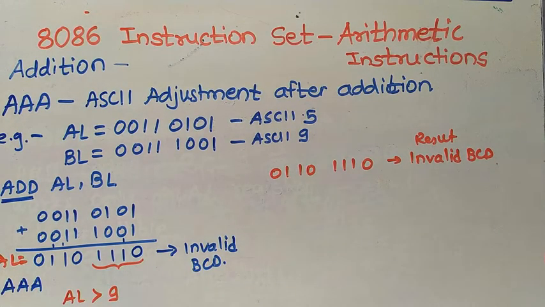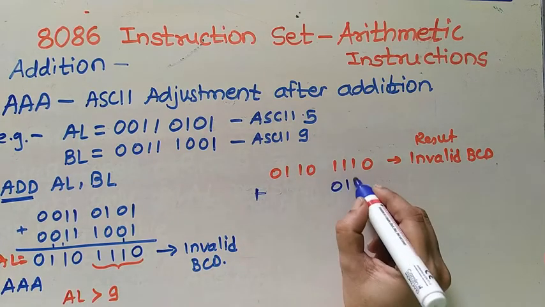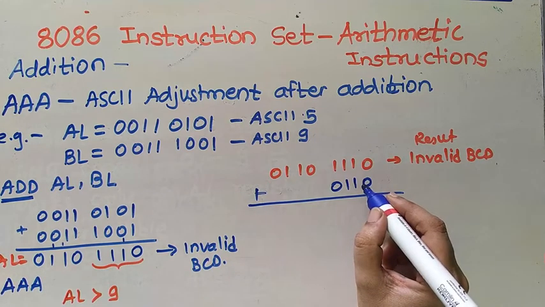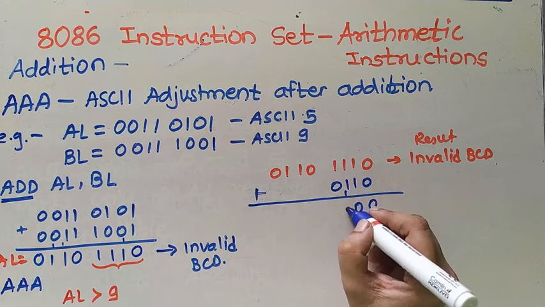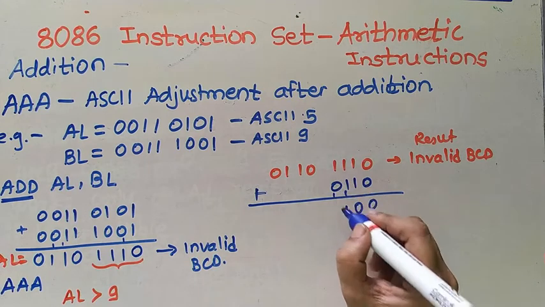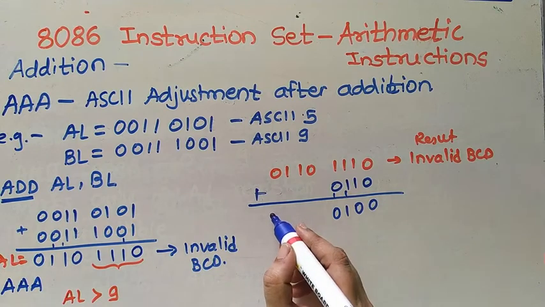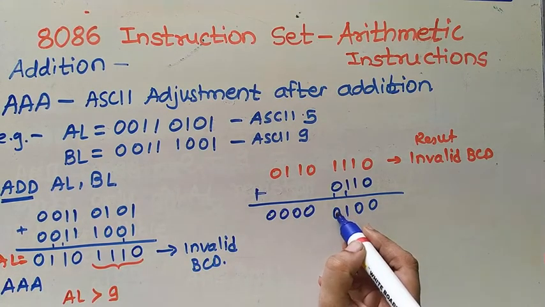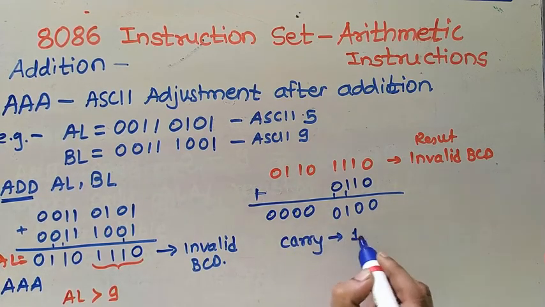So in this, 6 gets added. 6 means 0 1 1 0. So 0 plus 0 is 0, 1 plus 1 is 0 with carry 1, 1 plus 1 is 0, 0 plus 1 is 1 with carry 1, 1 plus 1 is 0. The higher bits are considered as 0 and the carry is set.